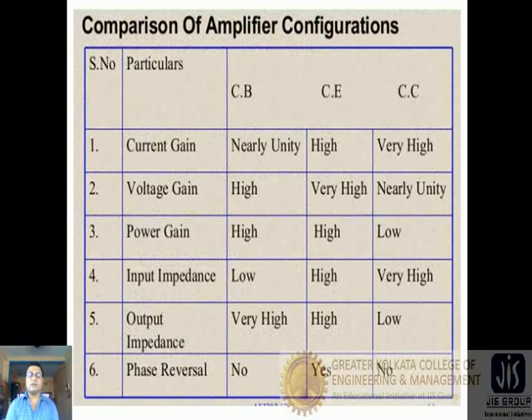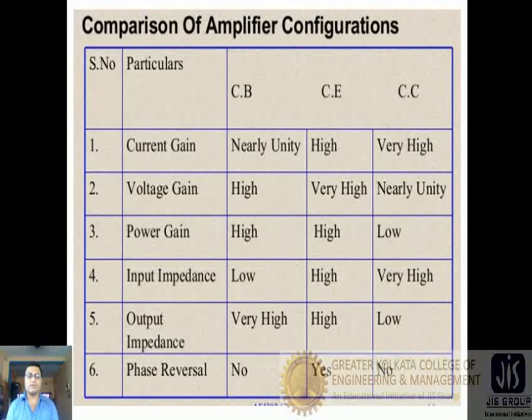Now we can find out the comparison between the common base configuration, common emitter configuration, and common collector configuration of an amplifier. For common base configuration, the current gain is nearly unity. For common emitter configuration, the current gain is pretty high, and for common collector configuration it is also very high. For voltage gain, in case of common base configuration, the voltage gain is high. For common emitter configuration, it's very high, and for common collector configuration, the voltage gain is nearly unity.